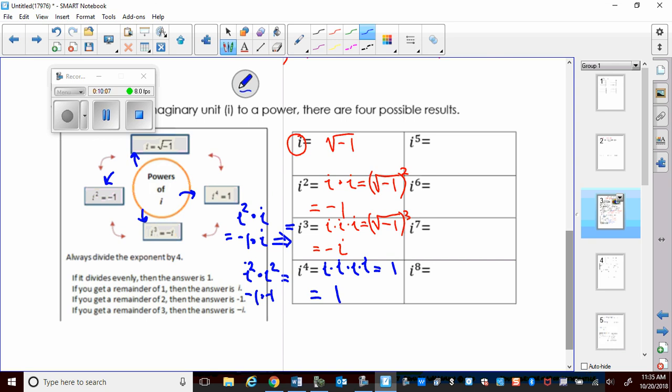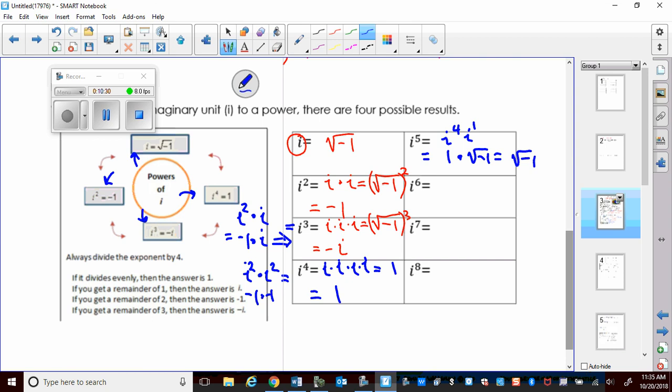So i to the fifth, you break it apart into i to the fourth and i, okay? With a remainder of i to the first power. i to the fourth equals 1, times i to the first power equals the square root of negative 1. So here, this results in the square root of negative 1.